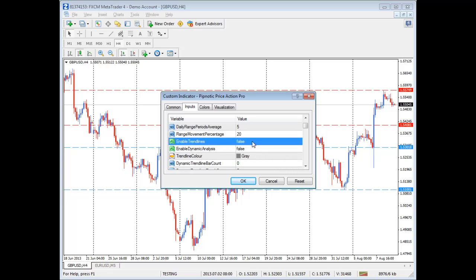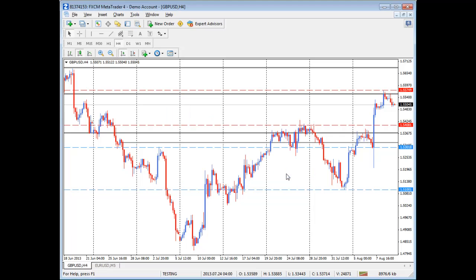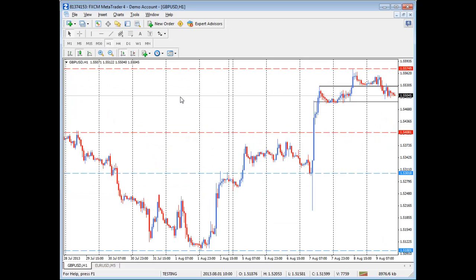You see here enabled trend lines. This we will set to true, as well as the enabled dynamic analysis. If we start off with these settings, we can see that we have this level here, this one here, and then these two just below. If we consider for a moment this level here, we can see that price came down to this level and then broke through, and then came up to this level, went through, held above for a period of time before moving lower again. Price came up to this level, was rejected, and then moved through again. So this seems to be an interesting level.